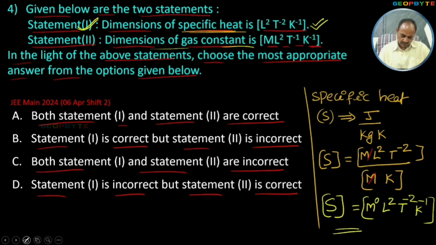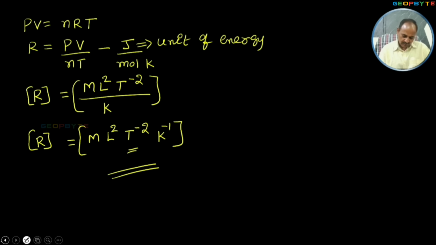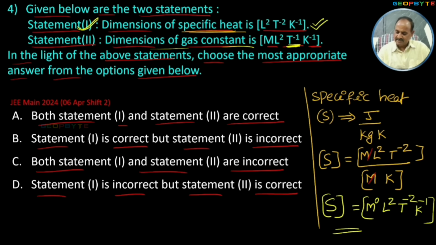This is the dimensional formula for the gas constant: M L power 2 T power minus 2 K power minus 1. But it is given only T power minus 1. Statement 2 is absolutely wrong. Only first statement is correct. Second statement is wrong. Look at option B. Statement 1 is correct, but statement 2 is incorrect. Yes, option B is absolutely correct. It is given the correct dimensional formula for specific heat, but incorrect dimensional formula for gas constant. Understood clearly? Yes.